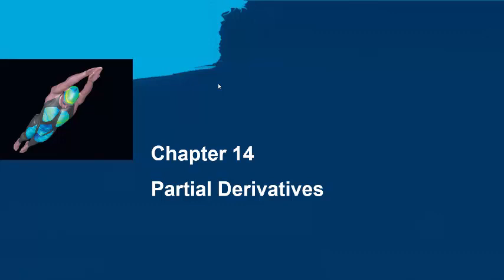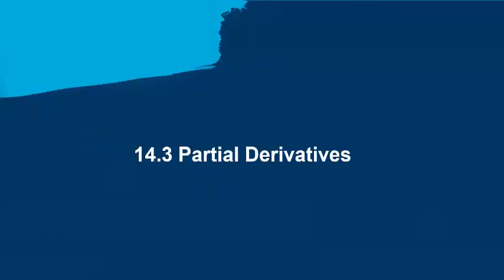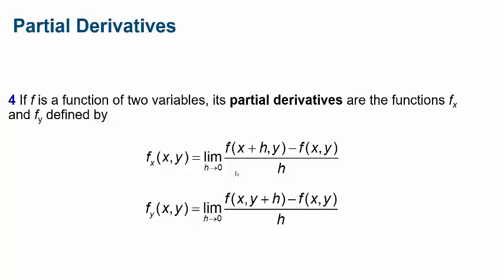Hi class, we continue our study in chapter 14 by moving into section 14.3, talking now about what a partial derivative is. So I'm going to start with the definition. If f is a function of two variables, its partial derivatives. So notice now this is going to be a little bit different from Calc 1.